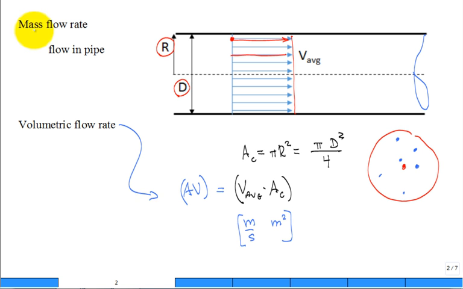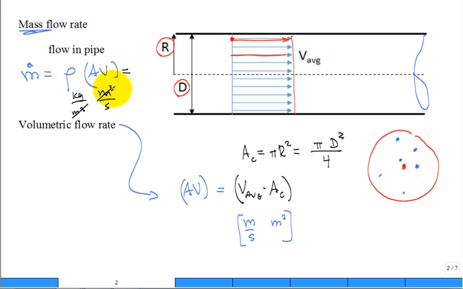Now let's talk about the mass flow rate. How do I move from a volumetric flow rate to a mass flow rate? So the mass flow rate would be rho times AV, would it not? Check out the units. Meter cubed per second times rho, kilograms per meter cubed. Isn't it kilogram per second then, SI unit? So rho, what is rho again? Mass density times AV, the volumetric flow rate.